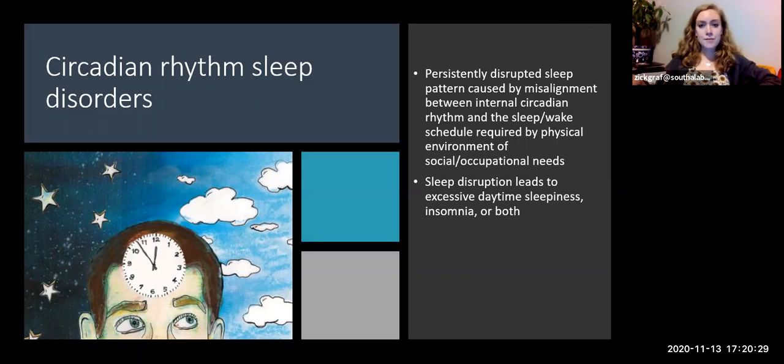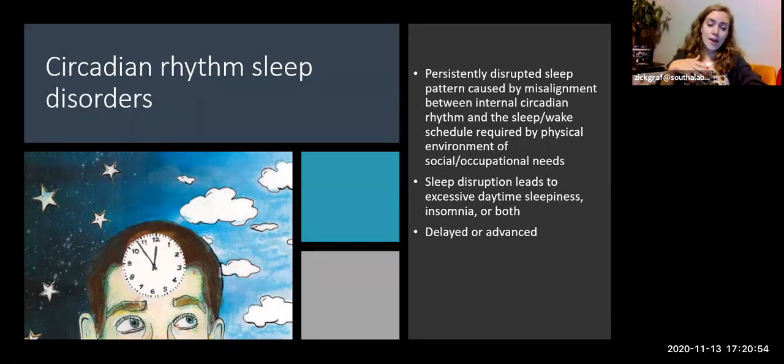The disruption that comes from having this dysregulated sleep cycle that's not entrained to your environment leads to excessive daytime sleepiness, or it can lead to problems falling asleep, or usually both. Sleep phase can be delayed, where your body starts producing melatonin really late in the day, long after the sun has gone down, and makes it harder for you to fall asleep at the time you want to. Also makes it harder for you to wake up early in the morning.